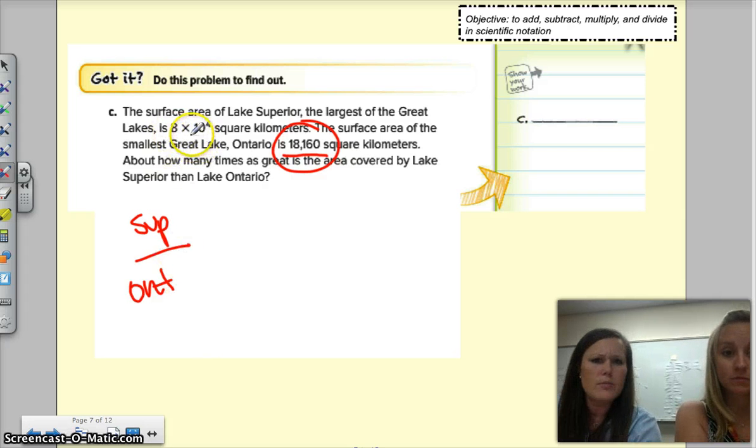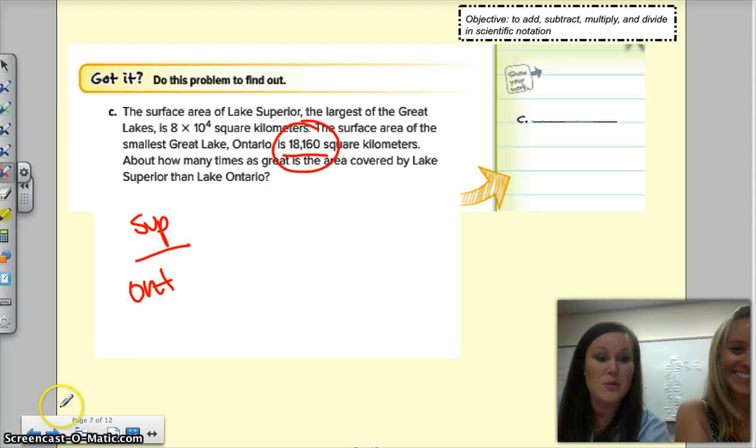If you need to rewind, go back, or just look in your book. Look at your notes. Pause, and then we'll come back.